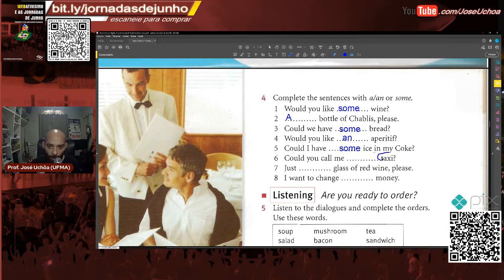And how about taxi? Can you count taxi? One taxi, two taxis, three taxis. Yes. So our question now is a or an. Which one should we use? Well, the word taxi starts with t, a consonant sound. So a taxi. You call me a taxi.